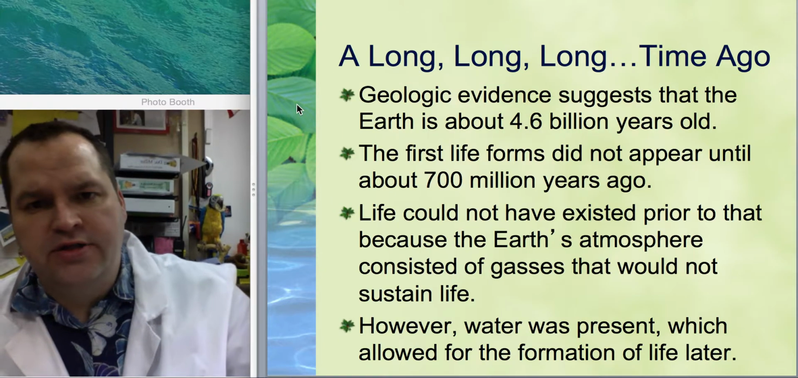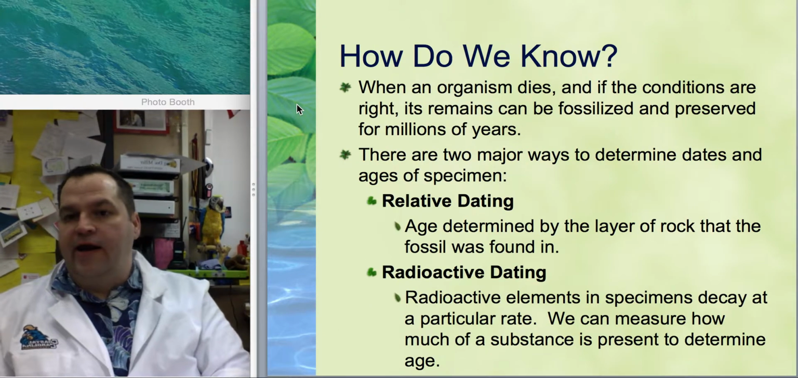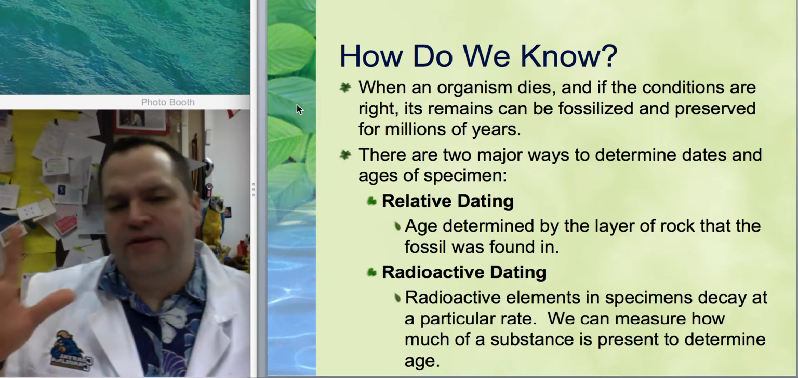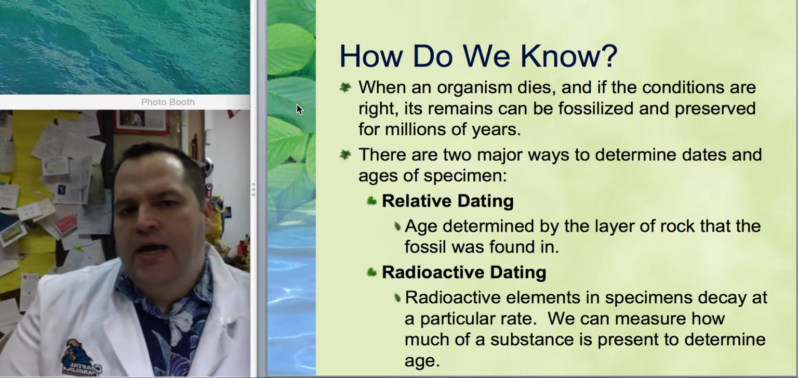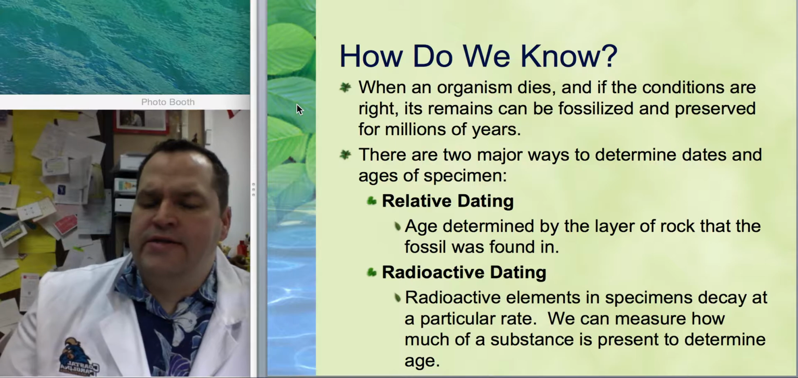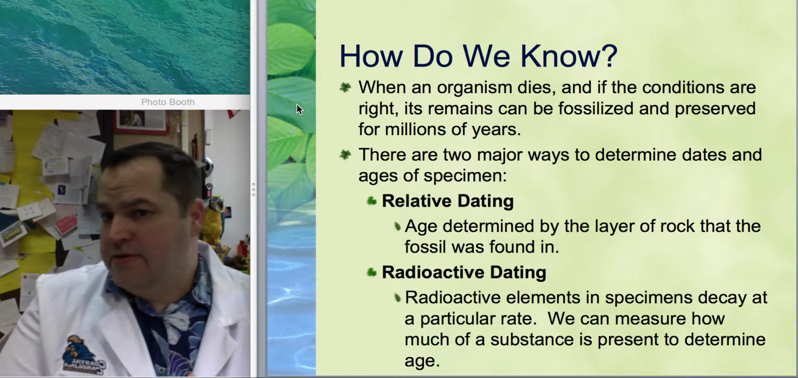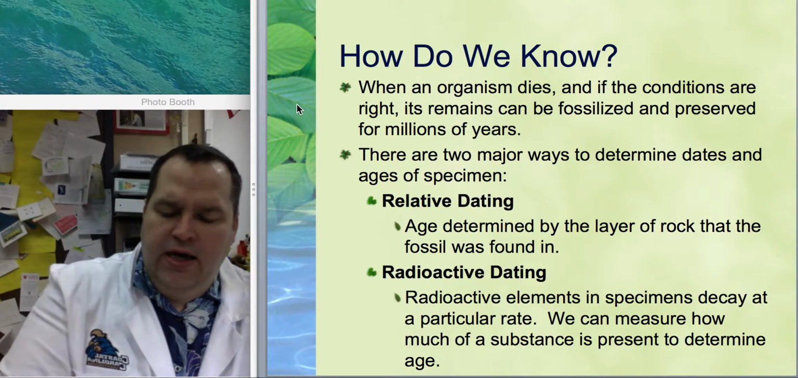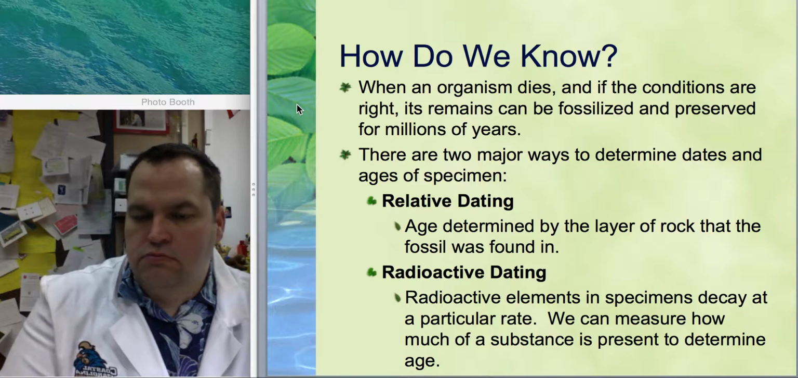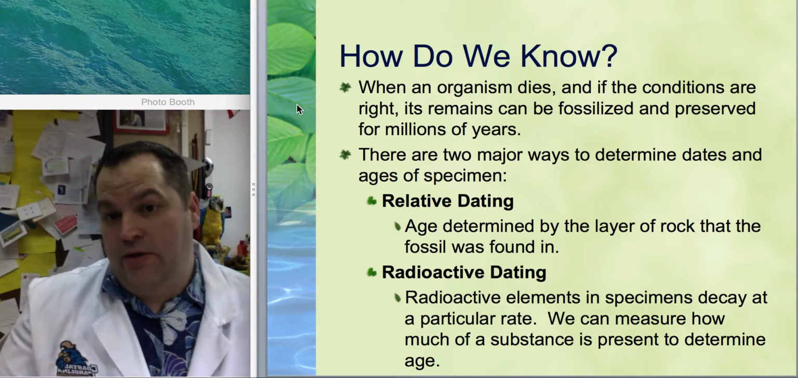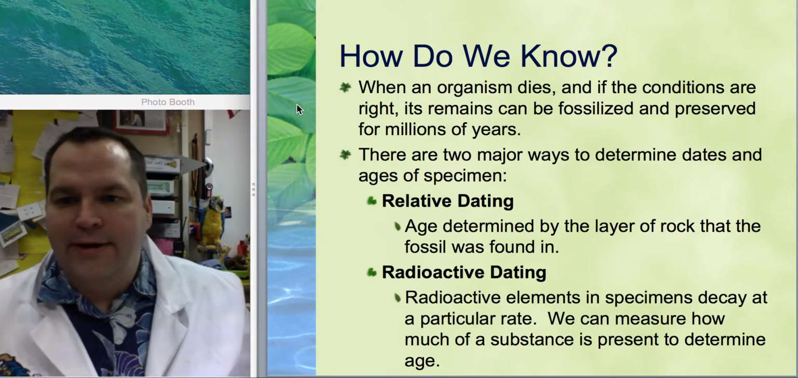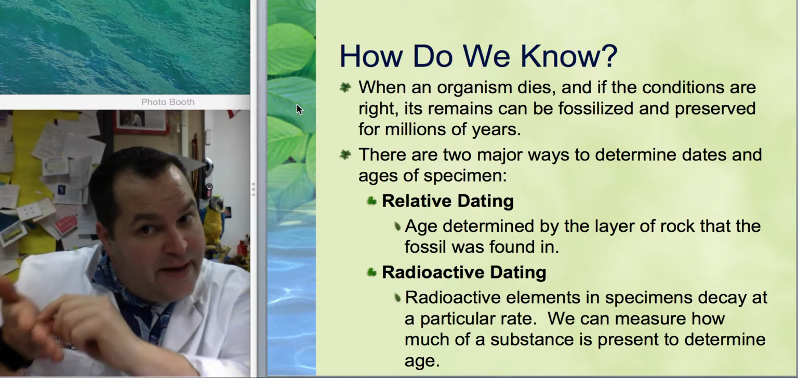All right, so let's go ahead and talk about our next topic. So how do we know? How do we know how old life is and all that stuff? Well, there are a couple of different ways. First off, when an organism dies, if the conditions are right, the remains can be fossilized or preserved, in some cases for millions and millions and millions of years. Our first known fossil is only about 700 million years, and even those are estimated. So how do we know how old they are? I mean, we weren't there. Nobody was back 700 million years ago, writing sample dates on the specimens.